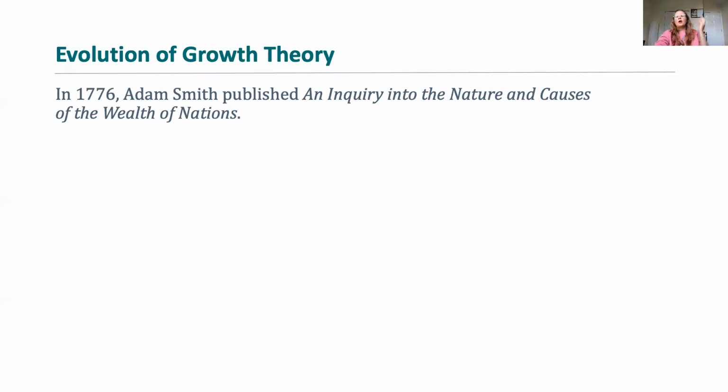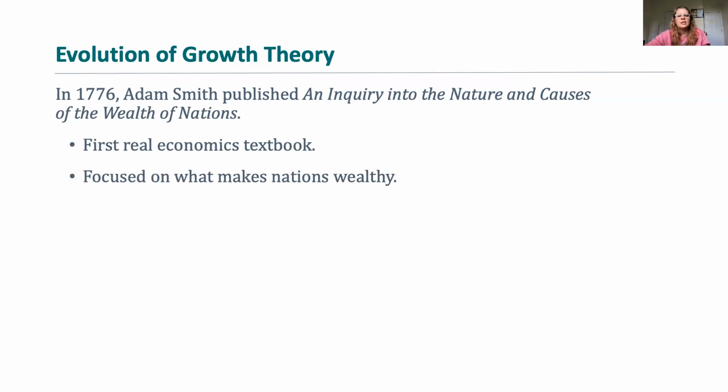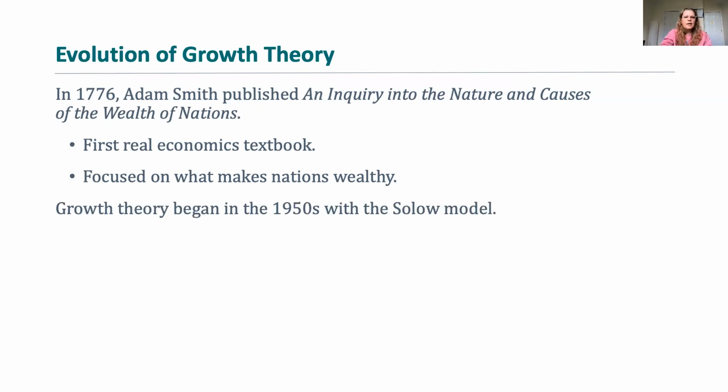So we're going all the way back to 1776. You may or may not be familiar with the name Adam Smith. He wrote The Wealth of Nations, but he also wrote An Inquiry into the Nature and Causes. This was really the first real economics textbook, and its main focus was on what made some nations wealthy. It was the first time it was really a philosophical argument, not so much a mathematical argument.